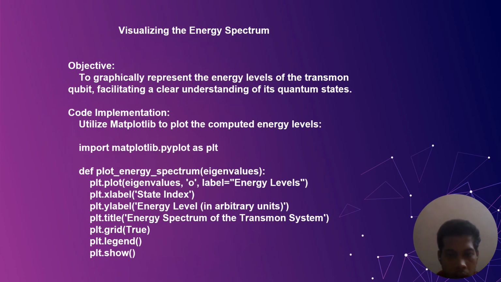Now we can head towards visualizing the energy spectrum. To gain insights into the Transmon qubit's behavior, we visualize its energy spectrum by plotting the computed energy levels. As you can see in the code implementation, we have shown the Python function to plot the energy spectrum. This function uses matplotlib to create a scatter plot of the energy levels, providing a clear visual representation of the Transmon qubit's energy spectrum.